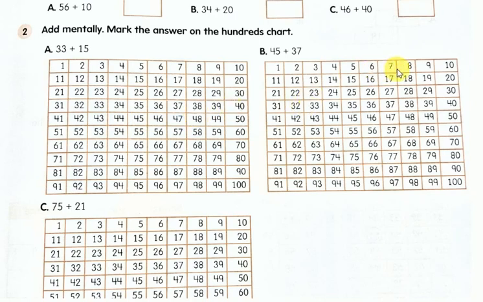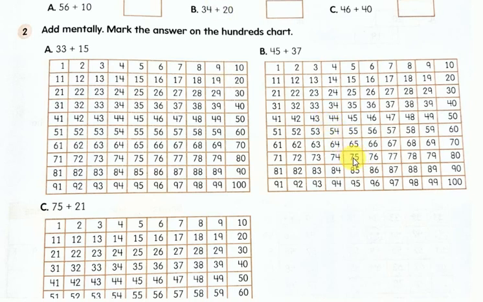For this one also in the similar way you have to do. Bigger number is 45. So start from 45. First add the number of tens from the smaller number. Smaller number is having 3 tens. So 45, 55, 65, 75. You reach 75. Now count forward 7 times because 37 is having 7 ones.